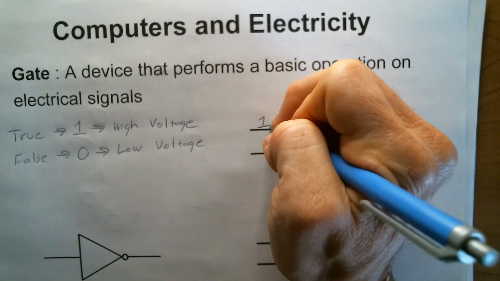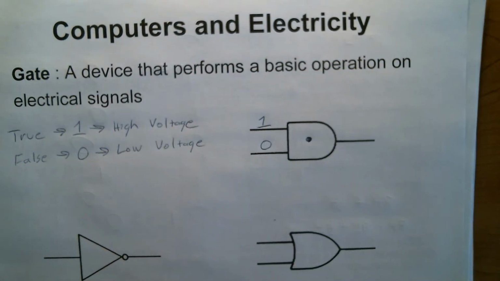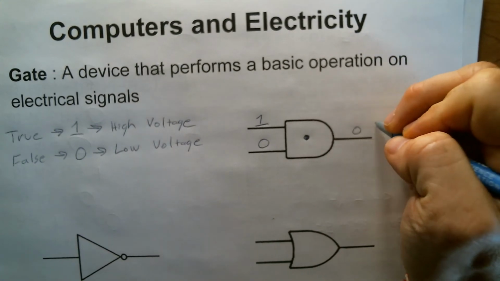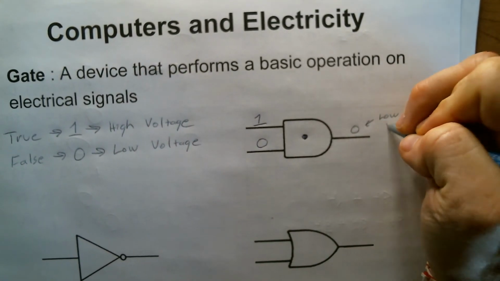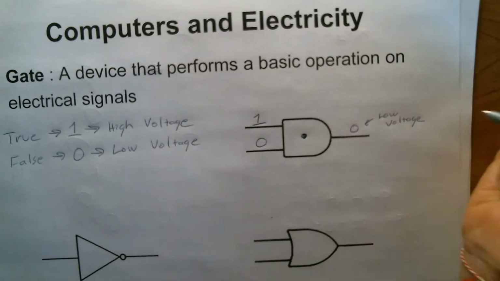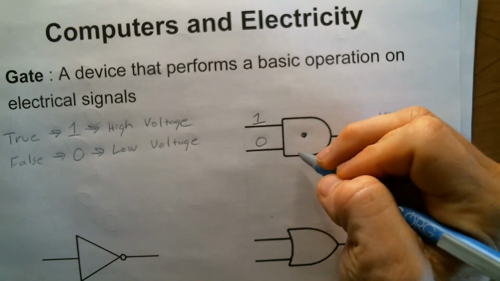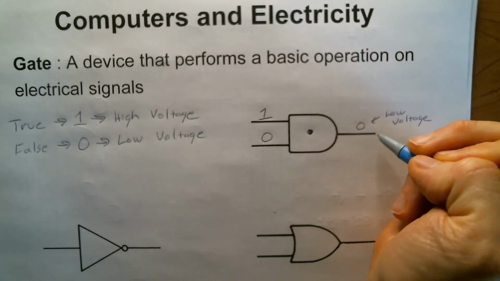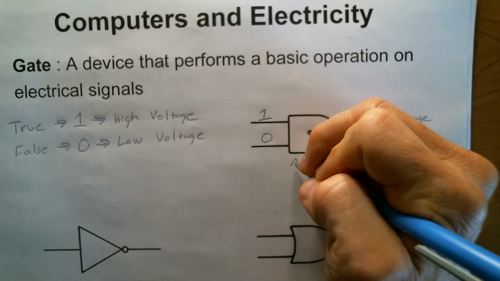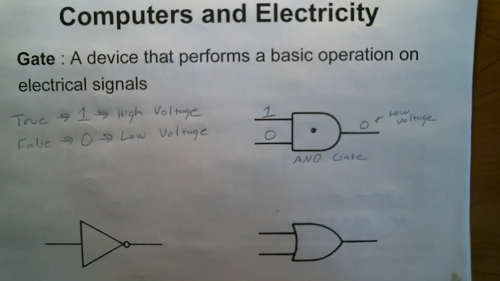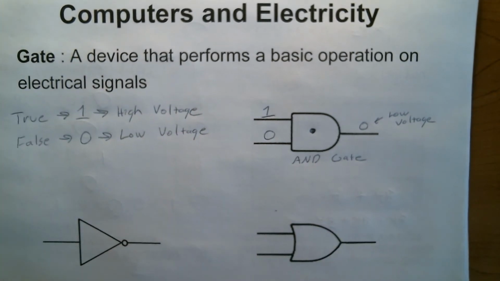And if it had high voltage on one input and low voltage on the other input, we would know that the output of this gate would be 0 or low voltage. Right? If we had the same thing, but we had 1 and 1, then we would expect the gate to produce a 1 or high voltage. All right, so we're going to start drawing these little diagrams. And when we want an AND gate, this is what we're going to be using.